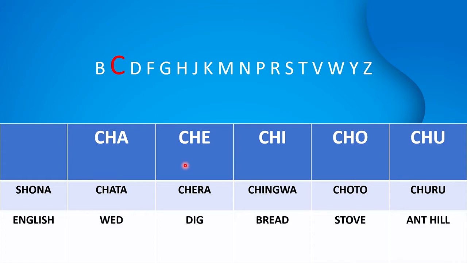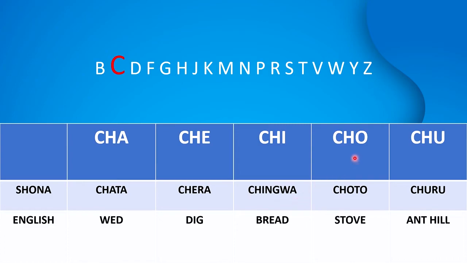Okay, so let me teach you some example words that we can make from this combination. With cha, the Shona word is chata. In English, it's wed, like when someone is having a wedding, so it's wed, chata. Che, chera. In English, it's dig, when you're digging a hole or something. Chi, chingwa. That's bread.